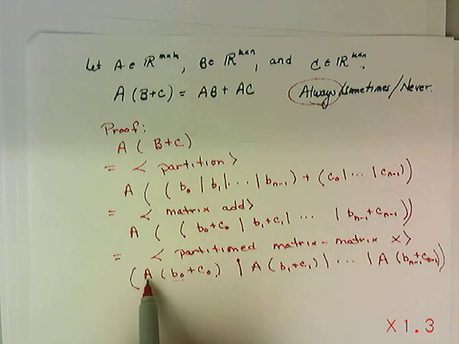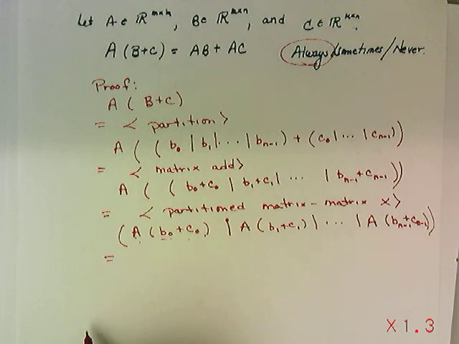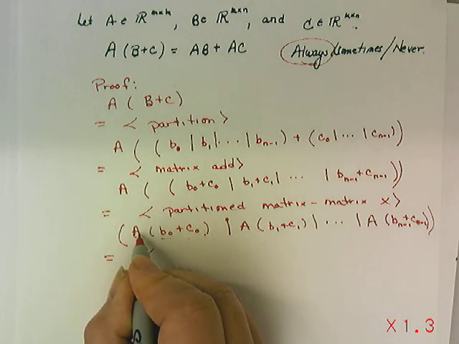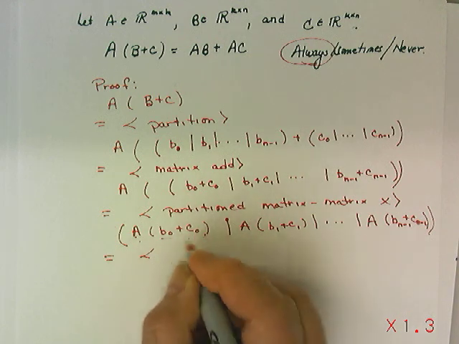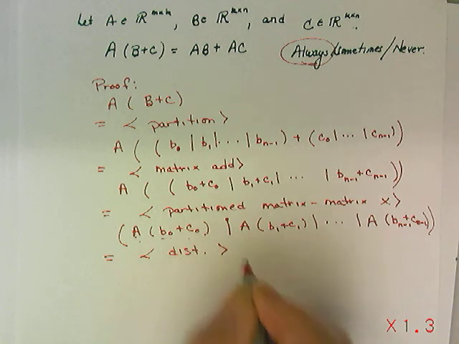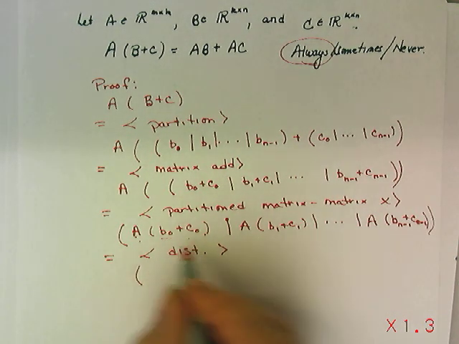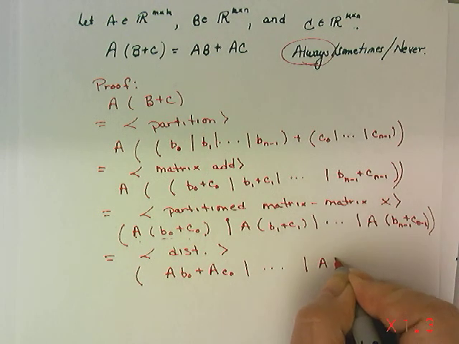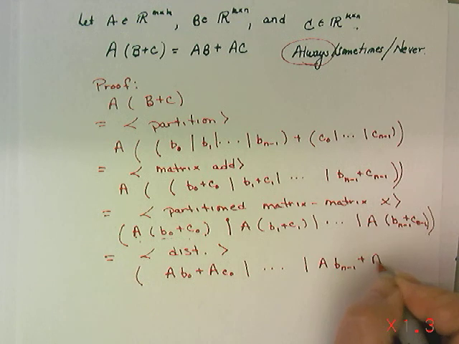Now, these are vectors. A is a matrix. So we have matrix vector multiplies that need to be performed in order to figure out what the resulting matrix will be. But by matrix vector multiplies, we've proven in the past that multiplication distributes over vector addition. And so this is equivalent to a matrix where this column vector is equivalent to A times B sub 0 plus A times C sub 0, and so forth. All of the columns, A will distribute. So the last column will be A times the vector B sub n minus 1 plus A times the vector C sub n minus 1.